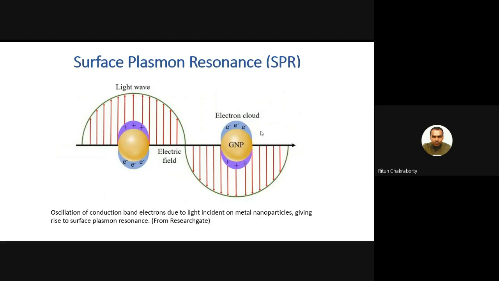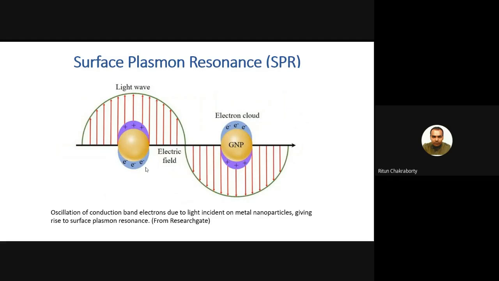GNP means gold nanoparticle. In gold nanoparticles there are atoms, and the electrons get displaced. So the electron cloud you can see here, and the positive ions are here. So it is a kind of polarization, a separation of electric charges. Maybe you have studied it in your solid state physics last semester.